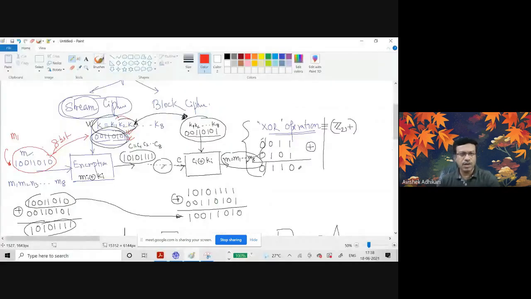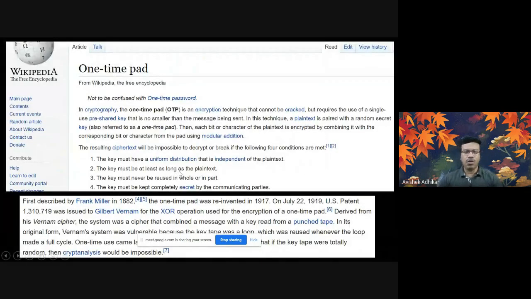The key must never be reused in whole or in part. That means suppose you have used maybe 50% of the key. For example, this is your key stream, and K9 is also there, and for M1 you just use a shift of this. For M you have used K1 to K8. For M1, suppose you are going to use K2 to K9. That means from K2 to K8 you are using the same part of the key with a different message. So you should not use the key, either the whole or in part.